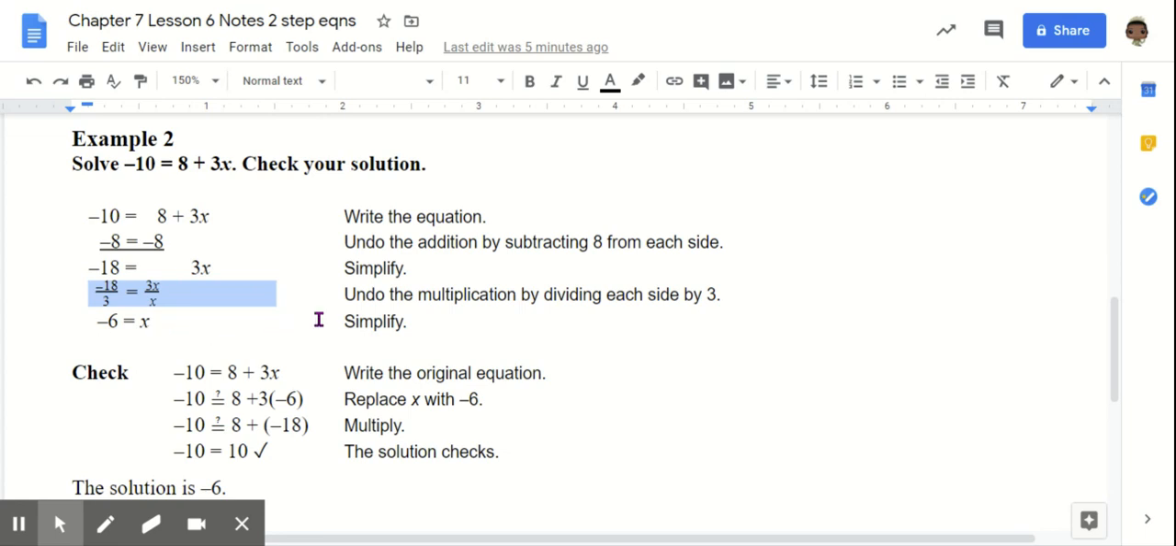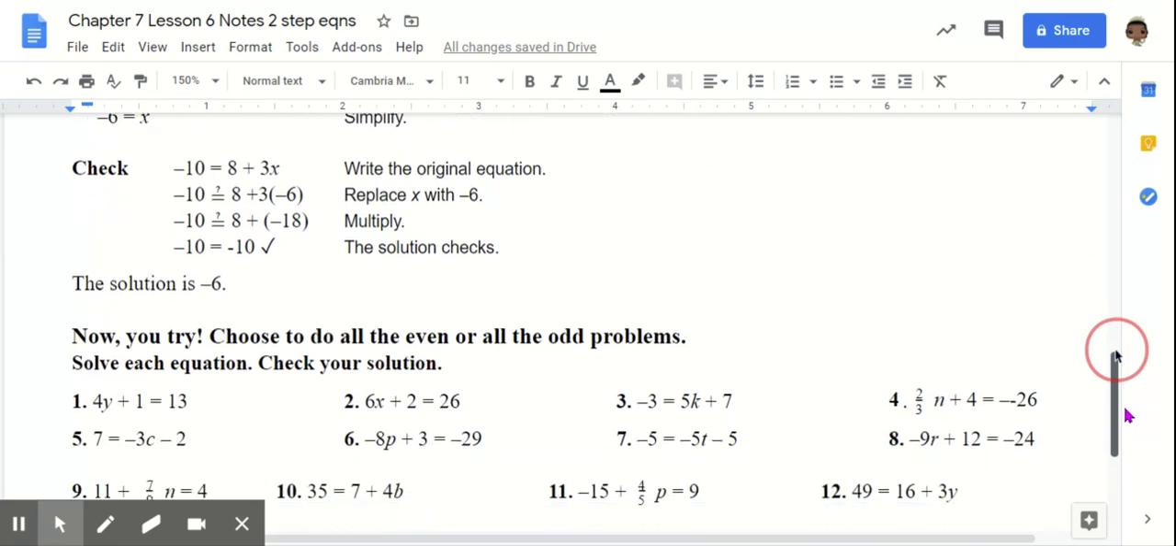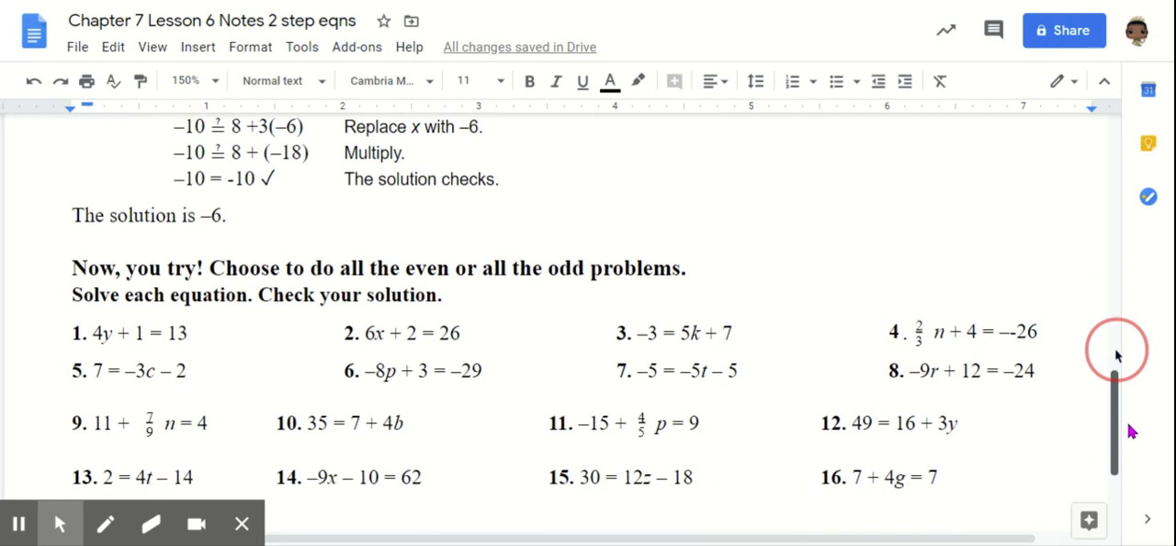So if we substitute negative 6 in place of x, then we have 3 times negative 6 gives us negative 18. Negative 18 plus a positive 8 gives us negative 10. Oh my goodness, there are lots of errors on this equation right there. So negative 10 equals negative 10. So the solution negative 6 is true.